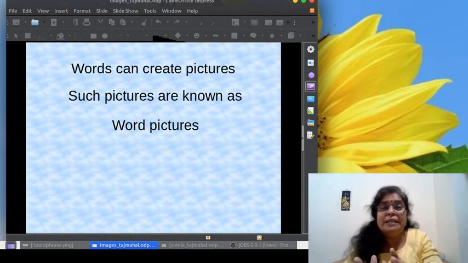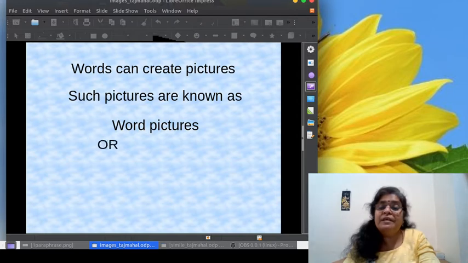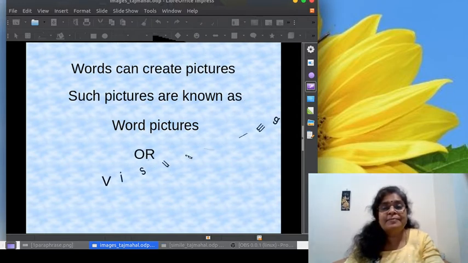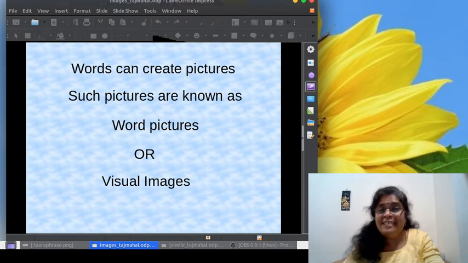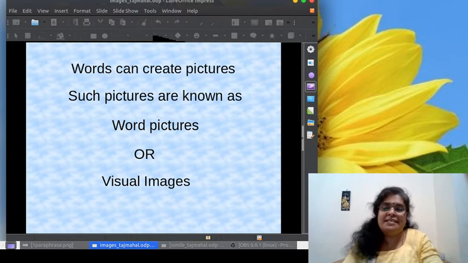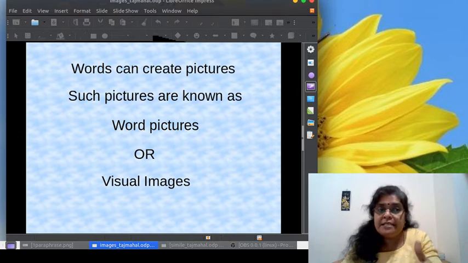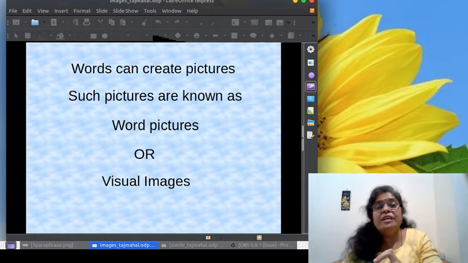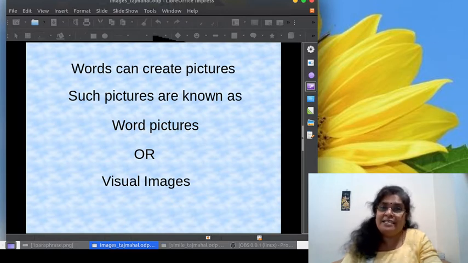Vakmayachitram. Word picture. And there is one more word, that is, visual image. Visual images. Word pictures or visual images. Please say those words once more. Word pictures. Visual images. Okay.